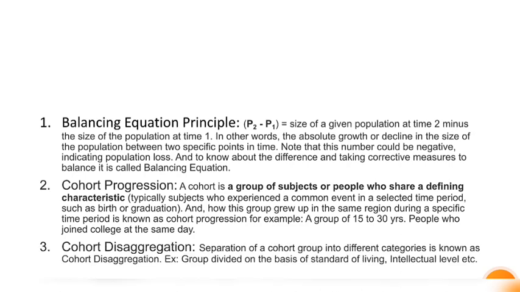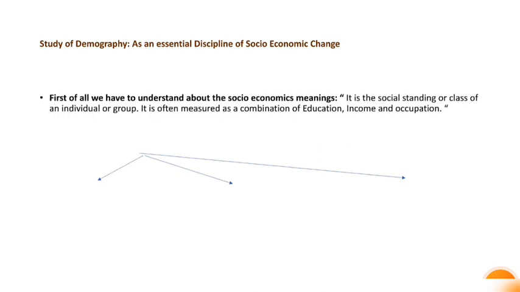Now the third main principle, that is cohort disaggregation. Some of the students have many doubts regarding all these principles, so please clear your doubts after watching this video, and please write down each line correctly in your notebook also. Separation of a cohort group into different categories is known as cohort disaggregation. For example, if I divide my group of friends on the basis of standard of living, intellectual level, etc., then it's called the cohort disaggregation principle of demography. So the 3 basic principles should be clear in your mind now.